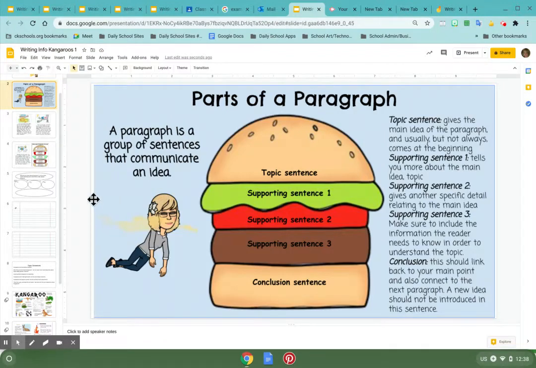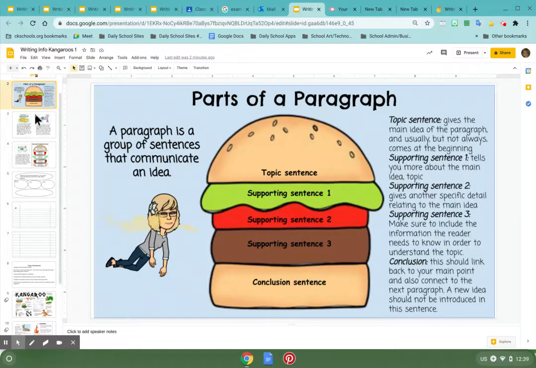I hope that everybody enjoyed learning a little bit more about kangaroos than you already knew. And remember, this week we're writing an informational paragraph. It'll have a topic sentence, it'll have 3 facts and details, and it'll have a conclusion sentence.